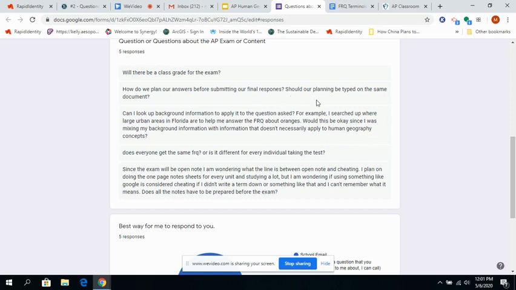So do not submit your planning anywhere. Always delete it or don't copy and paste that part. But if you need to jot down a couple of ideas, I think it would actually probably be more beneficial to just jot it down by hand and then start typing. But once again, not a whole lot of time.